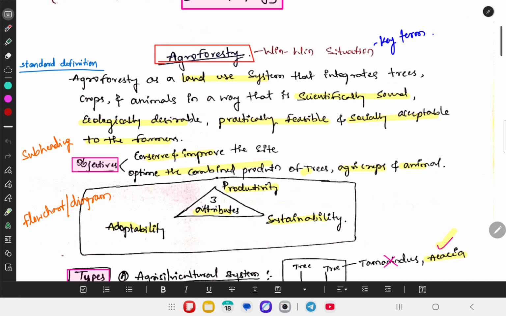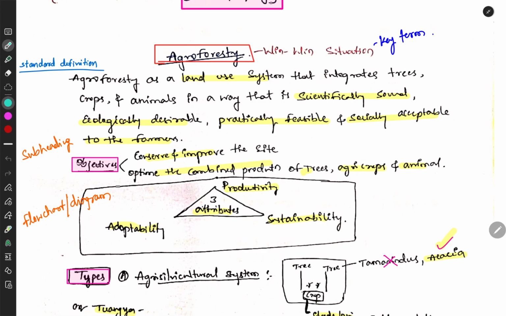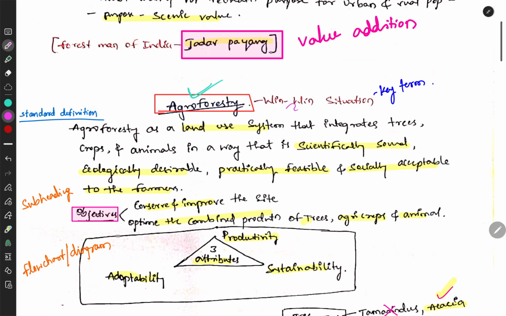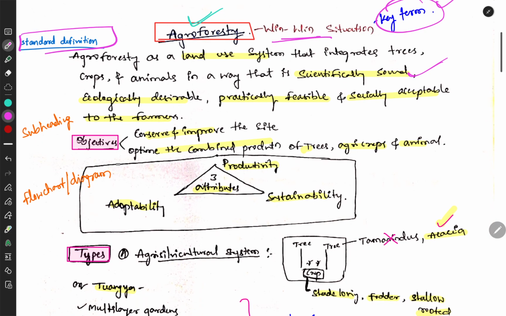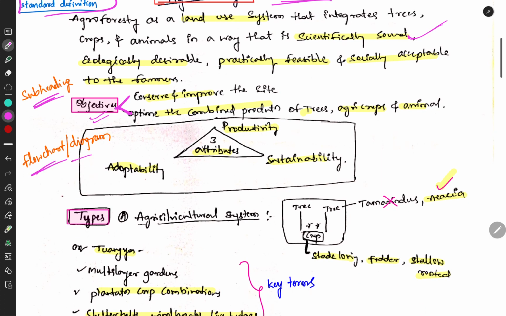Initially, I told you I'll show you my notes. This is the notes. Look here. The topic is agroforestry. Win-win situation. Agroforestry is a win-win situation both for forestry and agriculture. Key term. Then standard definition, derived from the standard book. Then subheading, then objectives in a flowchart format. Then flowchart and diagram.